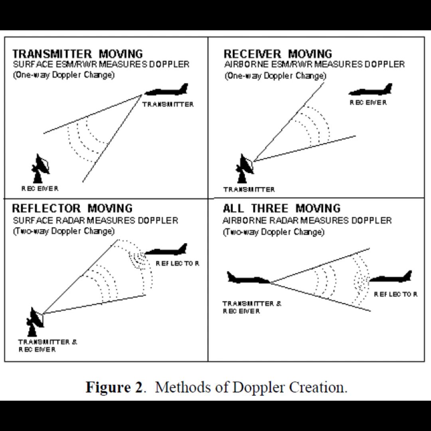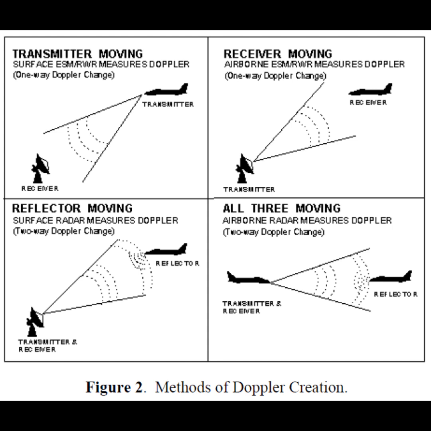Top left, transmitter moving. Scenario. The transmitter, such as an aircraft, is moving, while the receiver, on the ground, and the reflector are stationary. Description. The transmitter sends out a signal as it moves. This movement causes a shift in the frequency of the transmitted signal due to the Doppler effect. Measurement. The surface-based electronic support measures, ESM, or radar warning receiver, RWR, measures the Doppler shift. Doppler change. One-way Doppler change, as the shift is only due to the motion of the transmitter.